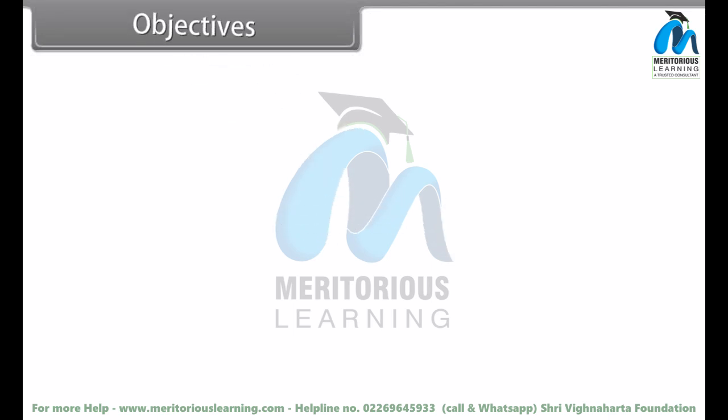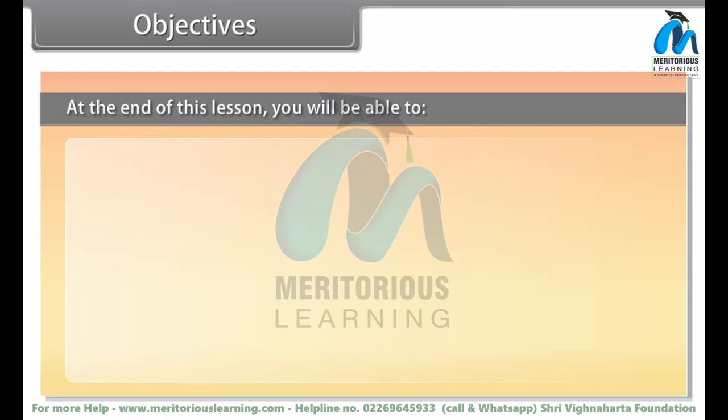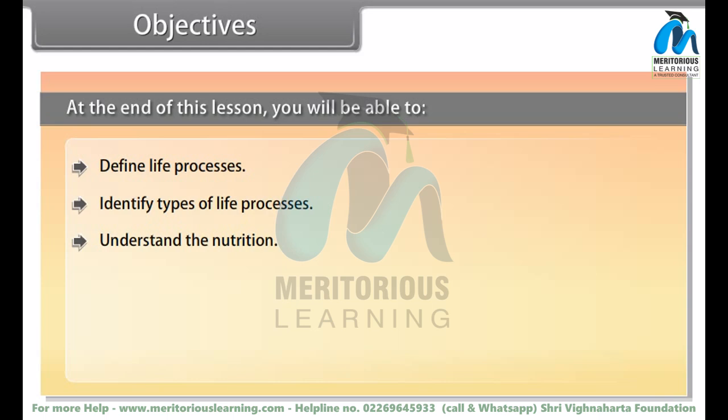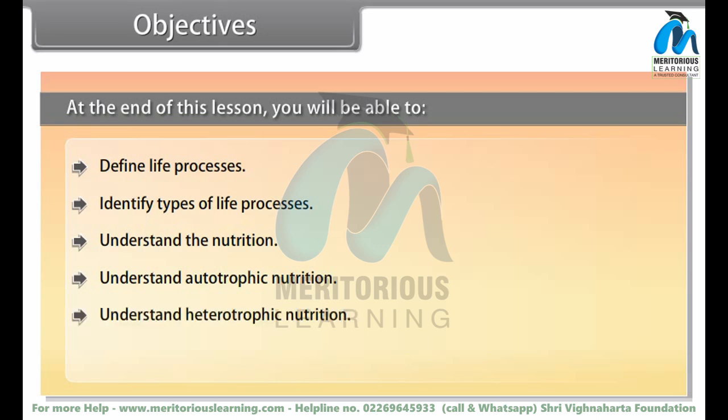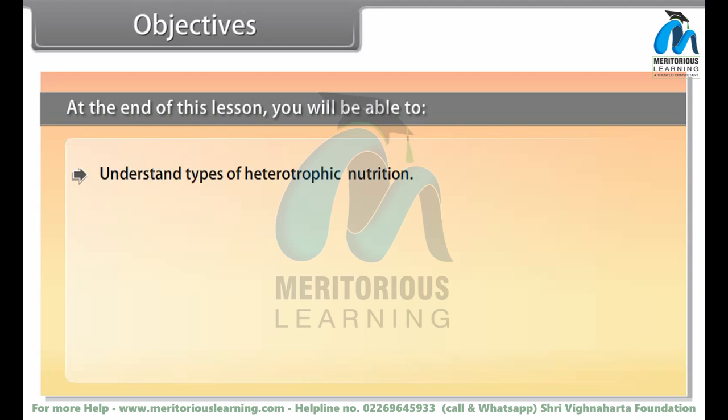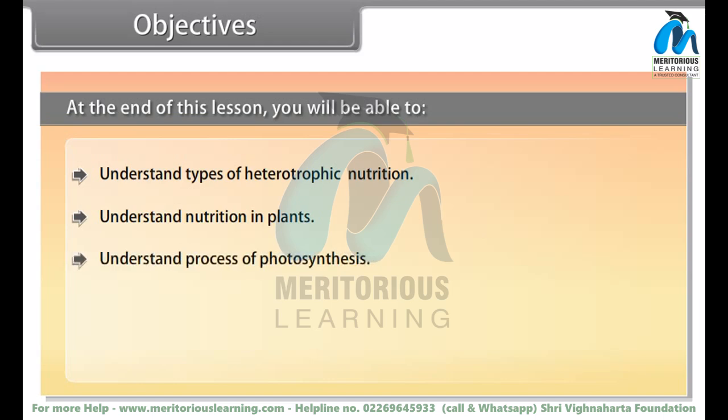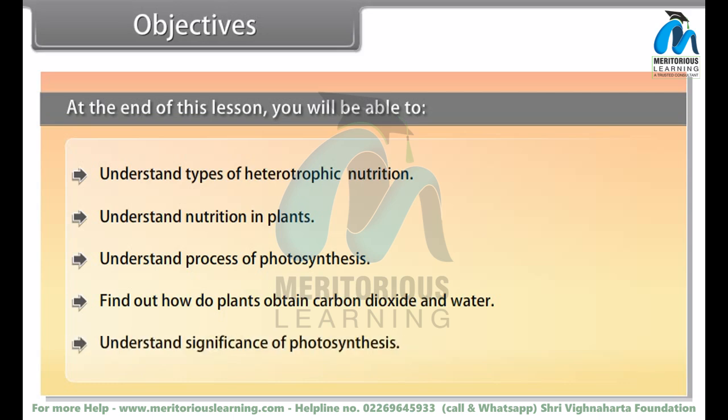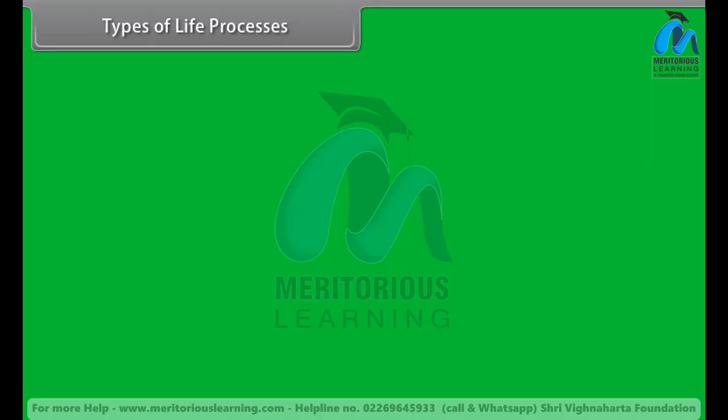Objectives. At the end of this lesson, you'll be able to define life processes, identify types of life processes, understand nutrition, understand autotrophic nutrition, understand heterotrophic nutrition, find the types of heterotrophic nutrition, understand nutrition in plants, understand the process of photosynthesis, find out how plants obtain carbon dioxide and water, and understand the significance of photosynthesis.